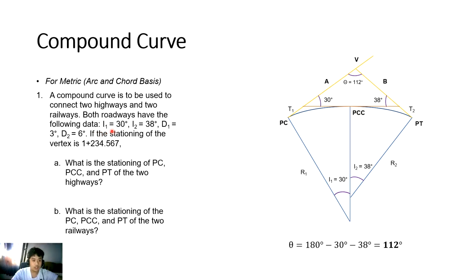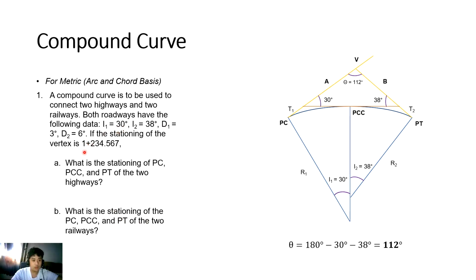I1, or angle of intersection 1, equals 30 degree. Then, I2 naman, central angle 2, we have 38 degree. Then, para naman sa D1, we have 3 degree. And D2 equals 6 degree. If the stationing of the vertex is 1 plus 234.567, what is the stationing of PC, PCC, and PT of the 2 highways? What is the stationing of the PC, PCC, and PT of the 2 railways?